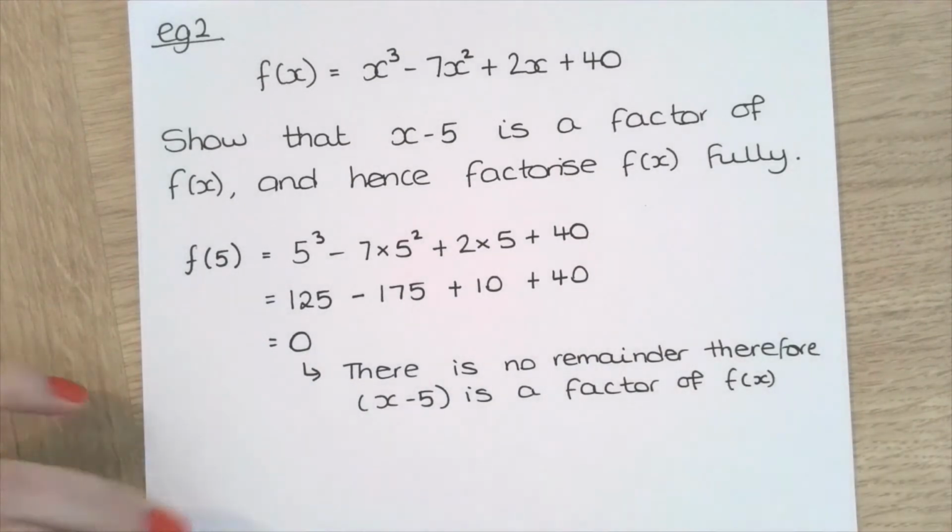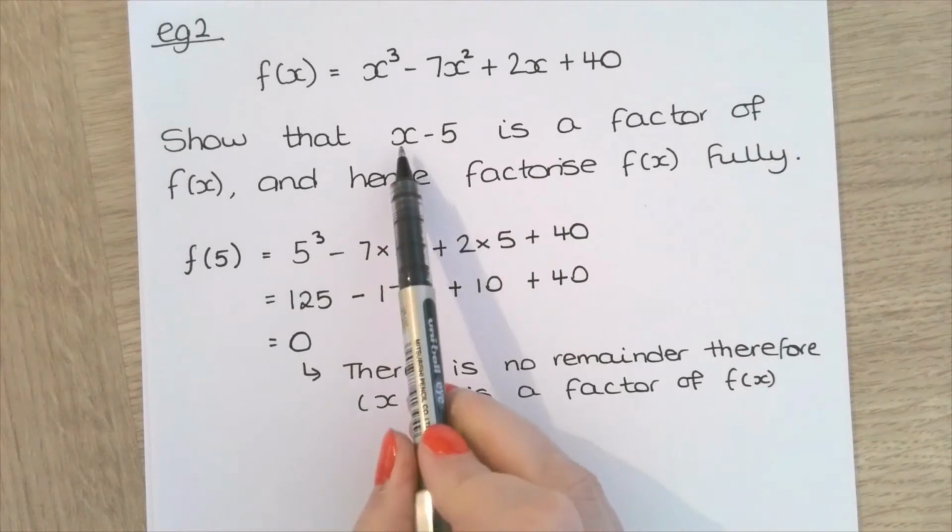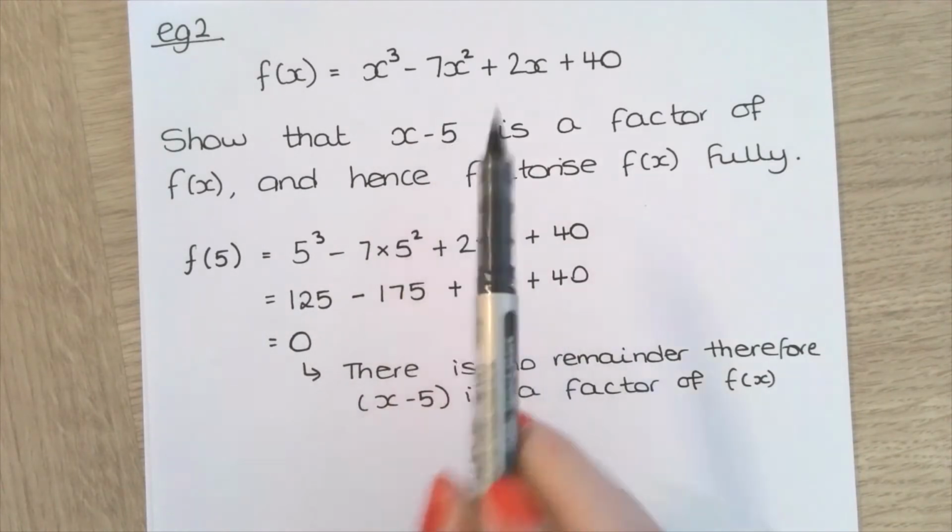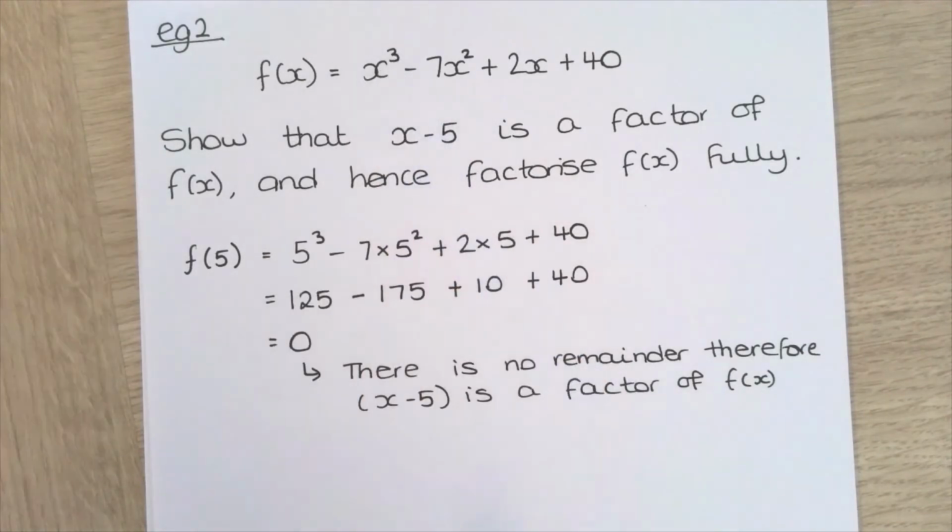And I'm just going to justify that there. Hence, factorize f of x fully. So I know that x minus 5 is one of the brackets. I've got a cubic here, and therefore I'm expecting to see 3 brackets.